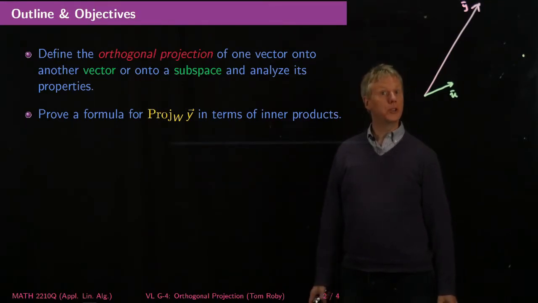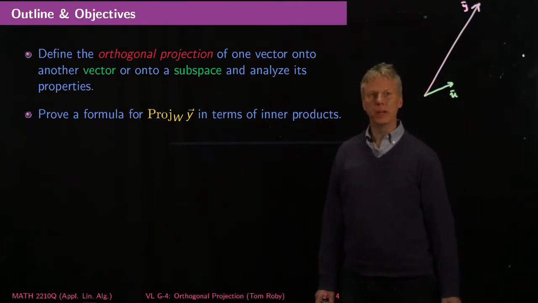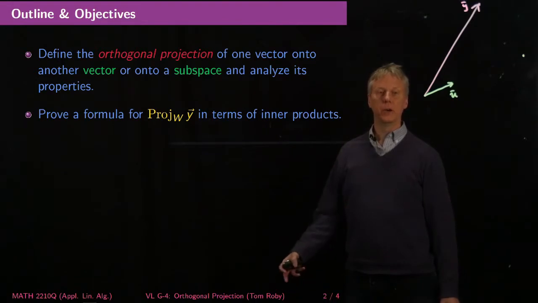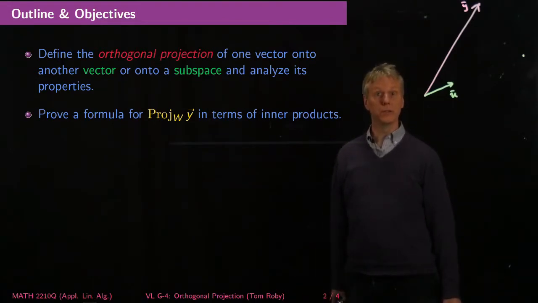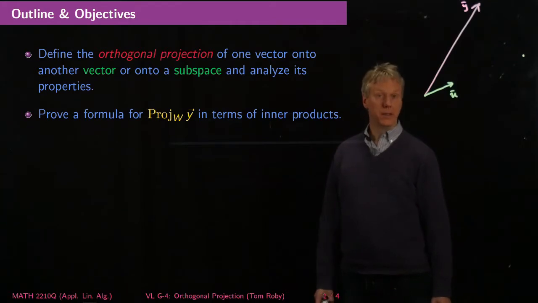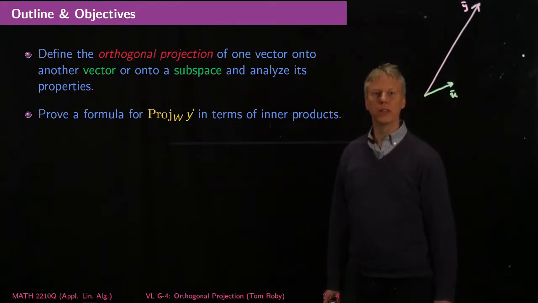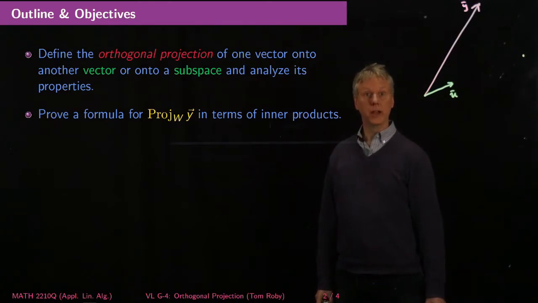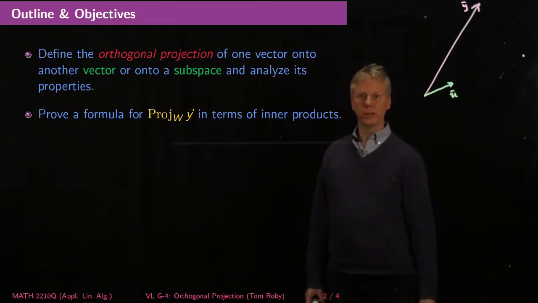We'll define the orthogonal projection of one vector onto another vector or onto a subspace of R to the n and analyze its properties. And then we'll prove a formula for the projection of y onto the subspace W in terms of inner products. And this will actually look pretty familiar because we've been implicitly using orthogonal projection even in the situation where we were computing the coefficients if you expand a vector in terms of an orthogonal basis or an orthonormal basis, that has a particular form. And we'll be using the same properties of orthogonality here that we've been using there, but there'll be a little bit more of a geometrical flavor to it.